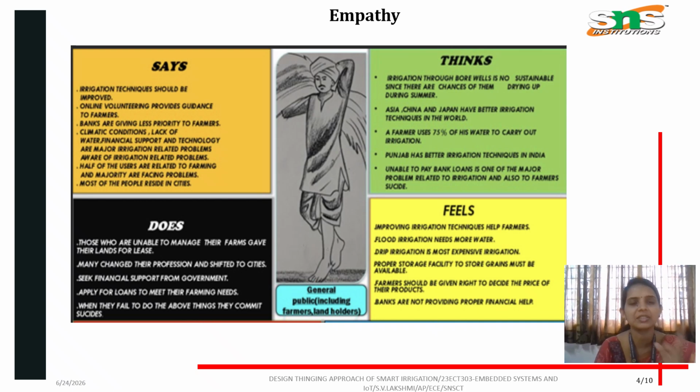Flood irrigation needs more water. Sorry, drip irrigation is the most expensive irrigation. So the smart system should be very flexible for farmers to use. When there is a need, irrigation has to be done. When there is no need, it has to automatically control the irrigation system. And based on the type of plants and crops, the amount of water has to be controlled accordingly. All these factors are to be efficiently monitored and carried out easily, and it should be user friendly for the farmer.